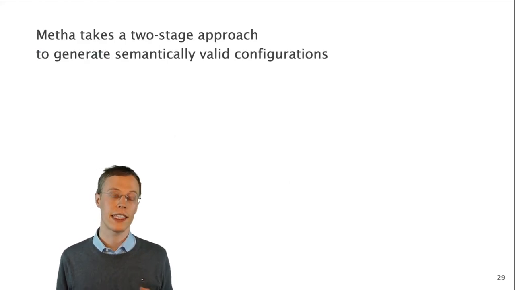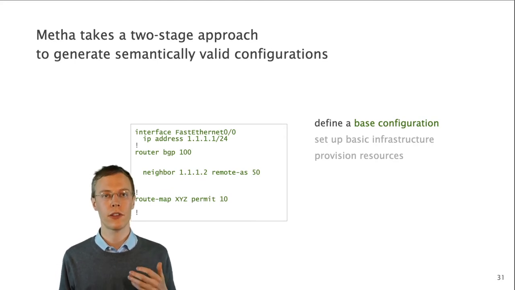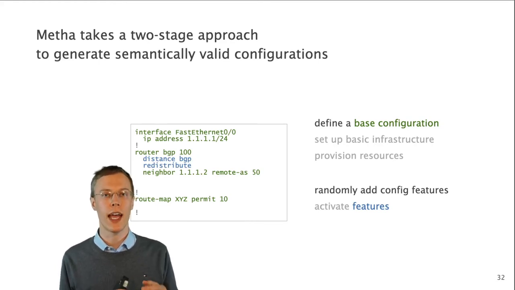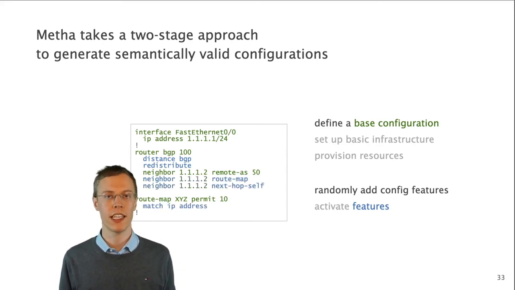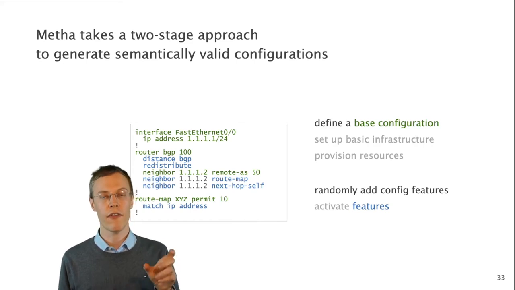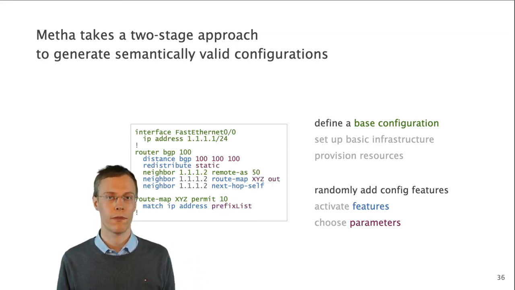So to generate these syntactically and semantically valid configurations, Metha takes a two-stage approach. First, it creates the base configuration by defining the interfaces, setting up routing processes and adjacencies, and defining some of the resources that we might use later, such as route maps. Once this groundwork is done, we start to activate different configuration features, like route redistribution, applying a route map to a BGP session, and so on. And finally, for every parameter of those features, we have to pick a value. So for the ints, we randomly choose some integer value, and where we need a keyword, we choose some keyword. And like that, we generate our configurations.